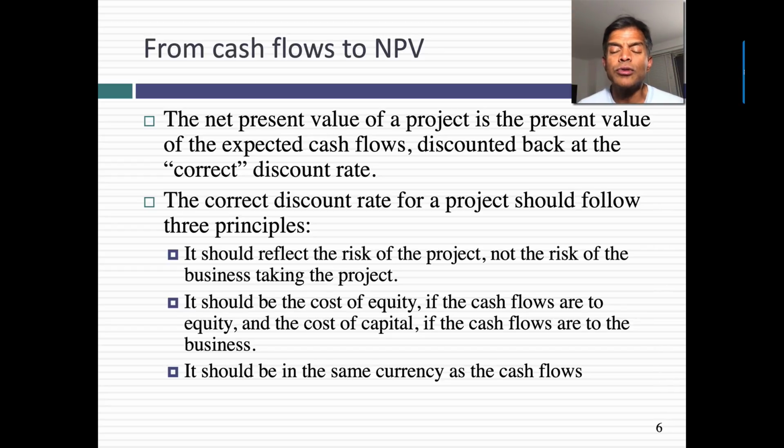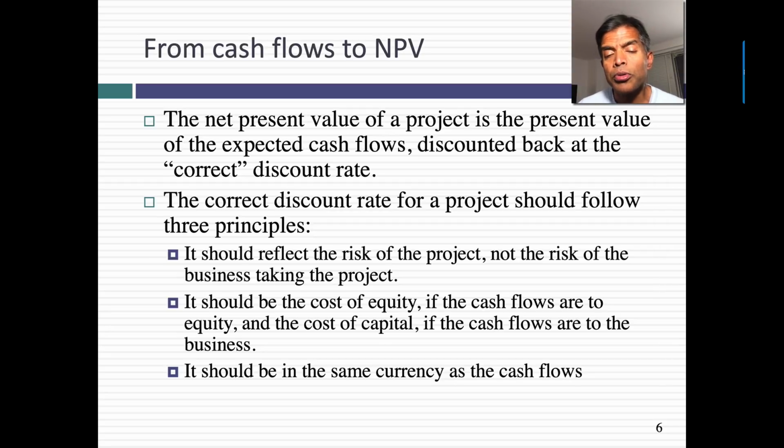Now, once you get the cash flows, of course, the next step is computing a net present value. The discount rate used to get the net present value should first reflect the type of cash flows you have. If they're cash flows after debt payments, your discount rate should be a cost of equity. If they're before debt payments, it should be a cost of capital.